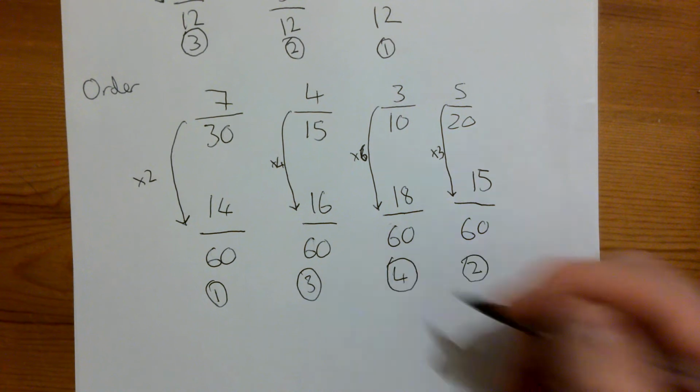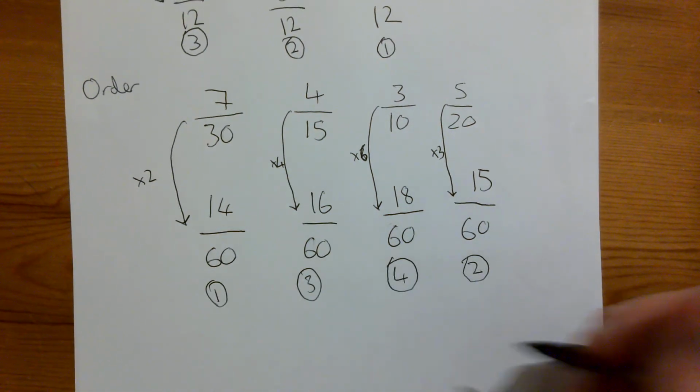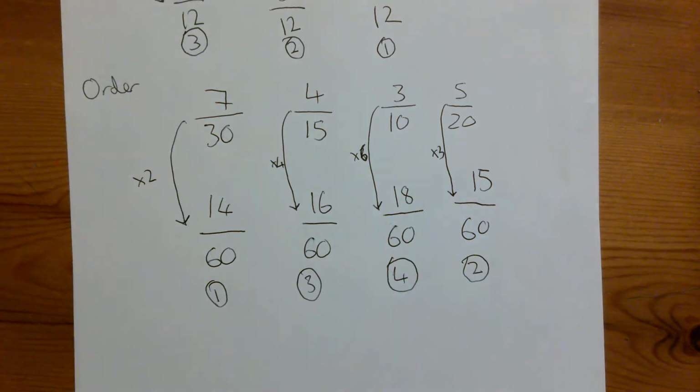So just following that method today: finding the common denominator that you can multiply the denominators all up to make, multiplying the top and the bottom of each fraction to find equivalent fractions with matching denominators, and then ordering them from smallest to largest. Hope you get on okay with that.